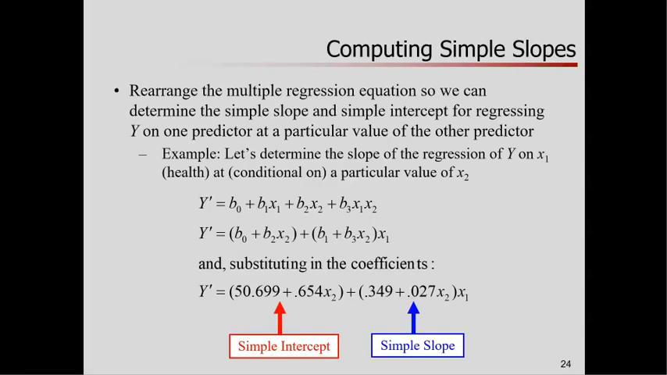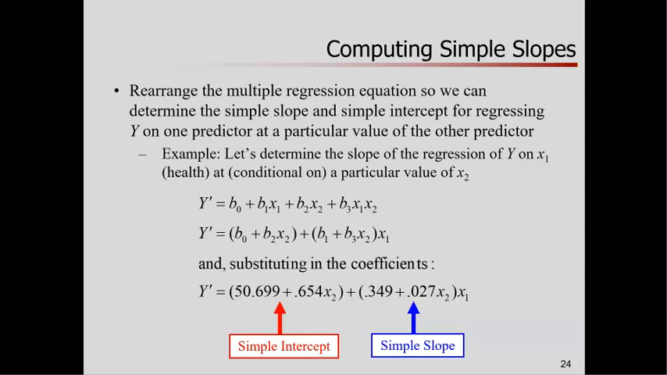Let's start looking through simple regression lines and their simple regression slopes. We can rearrange our model to conceive of things in terms of a simple regression line. So here I've got two predictors, x1 and x2, and their interaction, the product of them. Suppose I was interested in the regression of y on x1. In our example, this is a regression of life satisfaction on health, where x2 is age, the moderating variable.